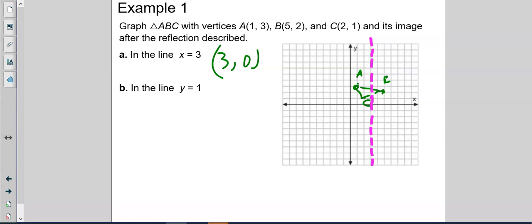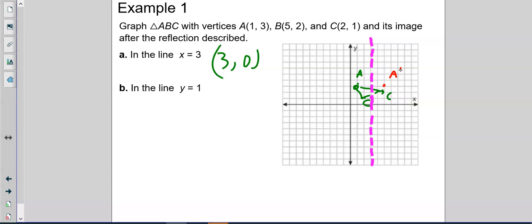So I'm going to use a different color here. Actually, I'm going to fix this up. Put my C here. And then I'm going to go to a different color. So look at A and count to the line. It is 2 spaces left of the line. So my A prime is going to be 2 spaces right of the line.